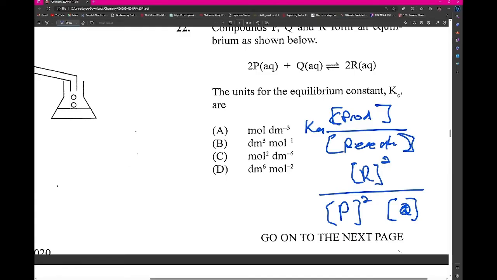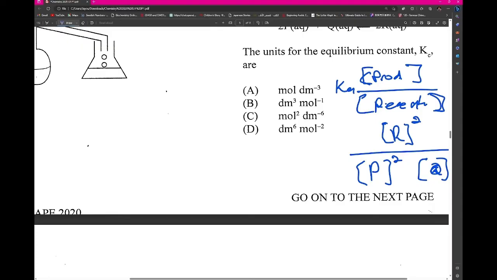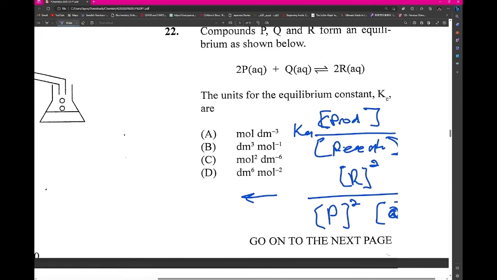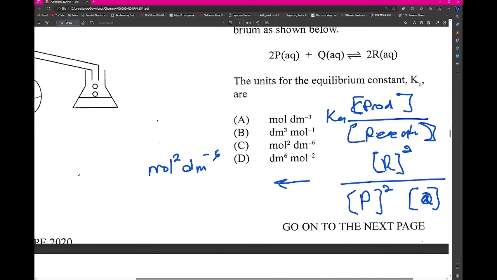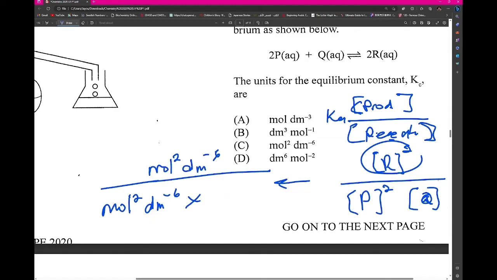I'm going to erase and do the units of K now. Well, I can just do it over here. So let's do the units of K. Let's translate the units. Remember the units is always mole per dm cube. So we're gonna end up with mole squared dm -6 at the top because we're squaring this. Then we're gonna end up with mole squared dm -6 down here times, because this is squared, so times regular mole per dm cube.